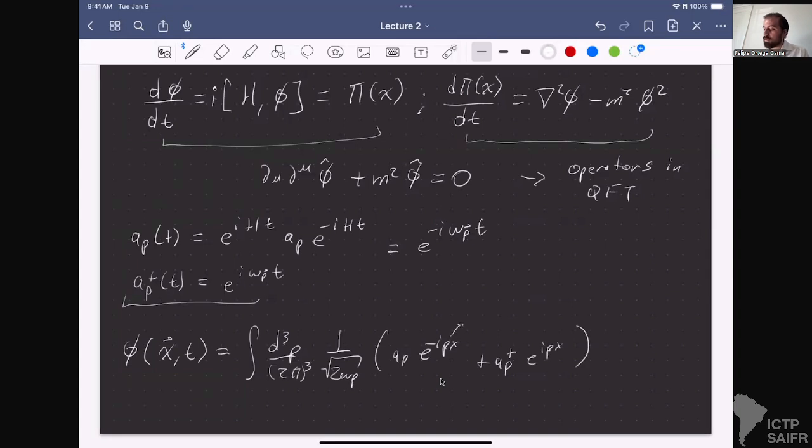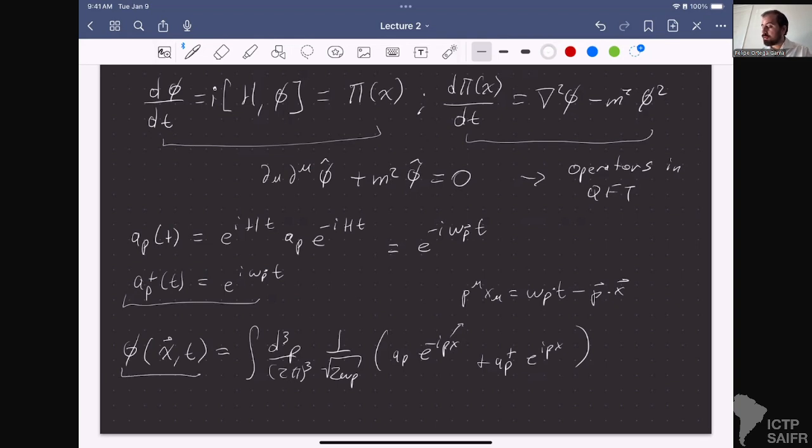So now these are 4-dimensional Lorentz contractions, where I have that omega p is multiplying time and the spatial momentum is multiplying the space variable. Okay. So now we have our operators evolving in time.